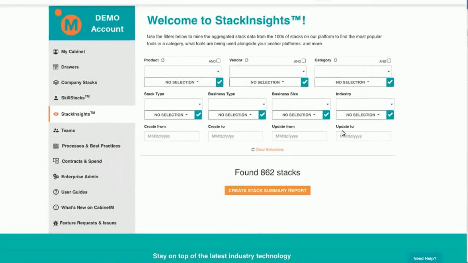StackInsights provides CabinetM's enterprise customers with the ability to mine the back-end data that is the result of over 800 stacks that have been built on the platform. These are research-worthy stacks, which means that they are real stacks that end users have built. There are very few places where you can go to get true technology adoption data, and CabinetM is one of those places.